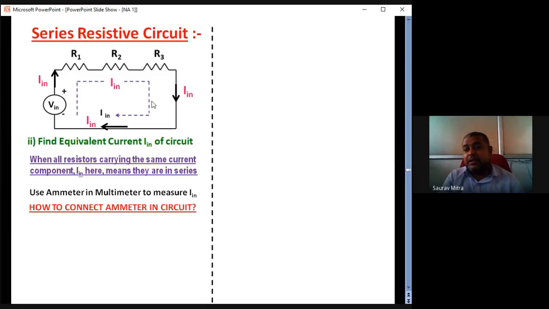But the biggest problem coming is, so there is the main important thing which I wanted to tell you through this session: how to connect an ammeter in the circuit. That is the biggest mistake most of the students are doing. So you have to understand what it is.